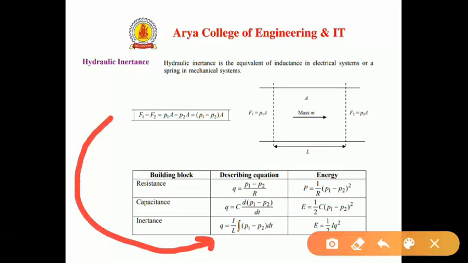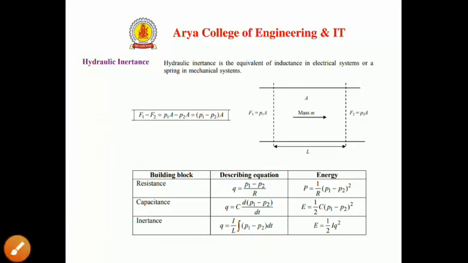Okay, so we have just summarized the building blocks: hydraulic resistance, capacitance, and inertance, and their describing equations. Resistance: Q equals P1 minus P2 upon R. Capacitance: Q equals C d(P1 minus P2) upon dt. Similarly inertance is written as Q equals 1 upon L integration of P1 minus P2 dt. It can also be written in the form of energy.